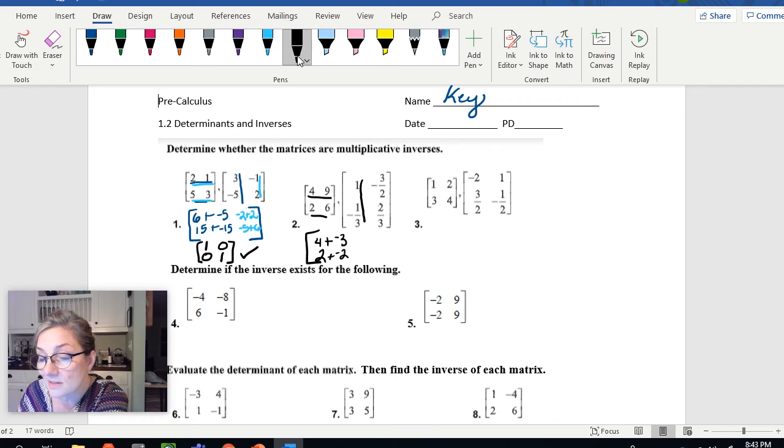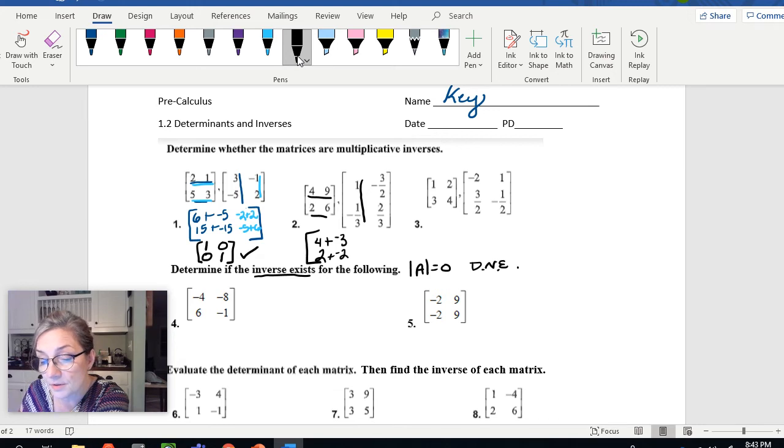Determine if the inverses exist for the following. All right, so what you have to do, the only reason one wouldn't exist, remember, is if the determinant of A is equal to 0. This is when it does not exist. Does not exist. Okay?